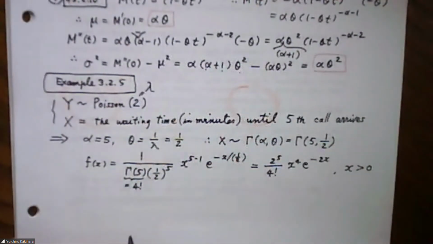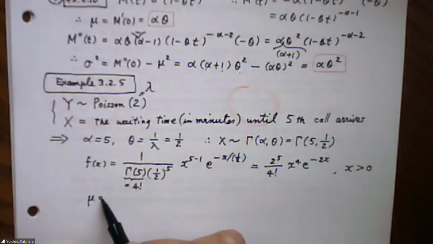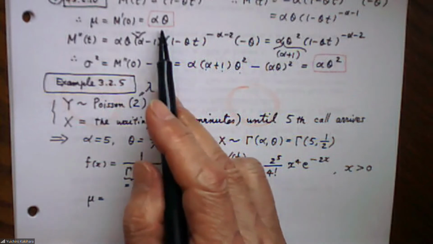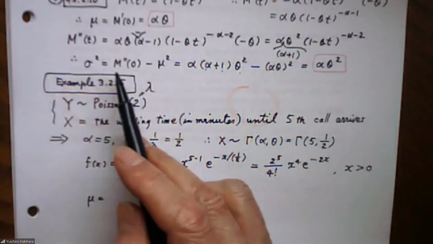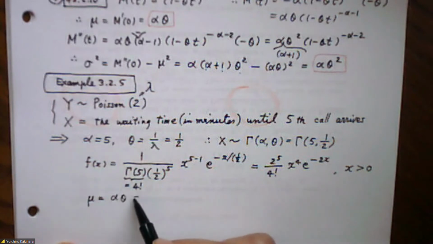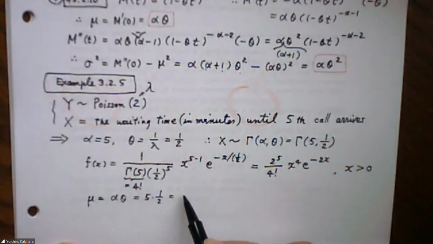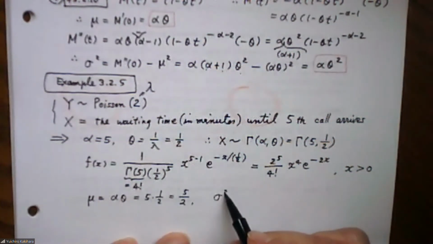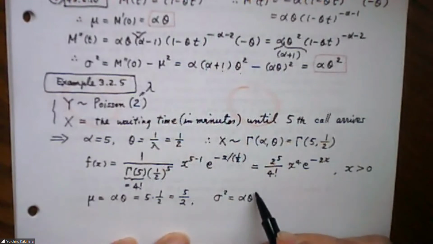Then can you tell me the mean and variance? Okay. The mean you have to memorize. The mean is alpha theta, and the variance sigma squared is alpha theta squared. So you have to memorize these. Alpha theta, alpha is 5 and theta is 1/2, so it's going to be 5/2. And then sigma squared is alpha theta squared.